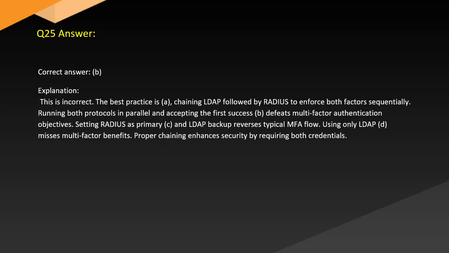Answer. Correct answer. B. Explanation. This is incorrect. The best practice is A, chaining LDAP followed by RADIUS to enforce both factors sequentially. Running both protocols in parallel and accepting the first success, B, defeats multi-factor authentication objectives. Setting RADIUS as primary with an LDAP backup, C, reverses the typical MFA flow. Using only LDAP, D, misses multi-factor benefits. Proper chaining enhances security, requiring both credentials.